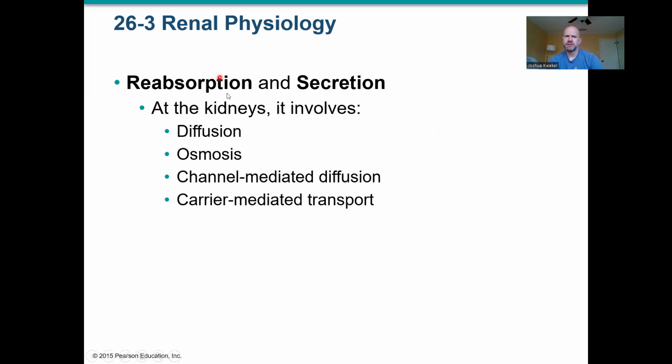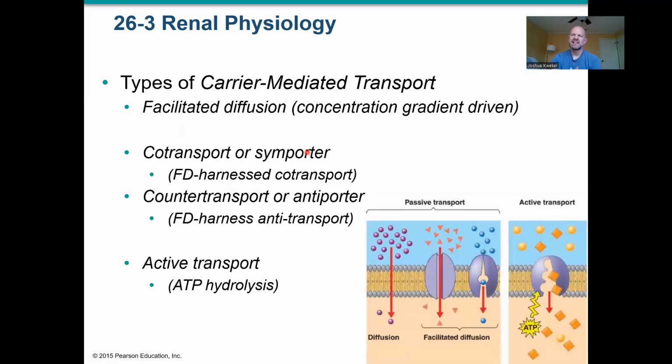Reabsorption and secretion, those are two functions that happen downstream from the glomerulus. It involves diffusion, osmosis, and some special mediation from protein channels and pumps. These are the four major types of processes whereby we are exchanging these molecules across the renal tubule. The first here is just simple diffusion. If you're a small molecule with no charge, you can diffuse across the membrane. That's simple diffusion.